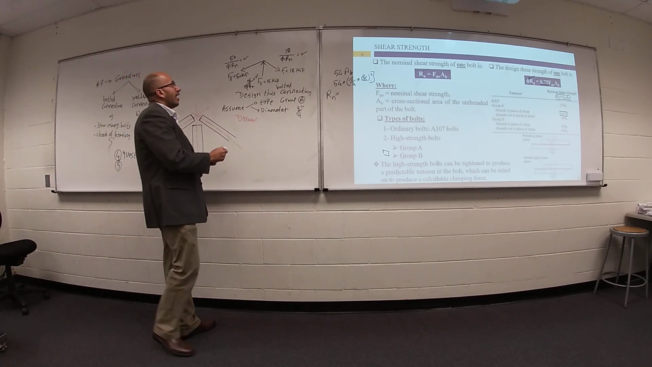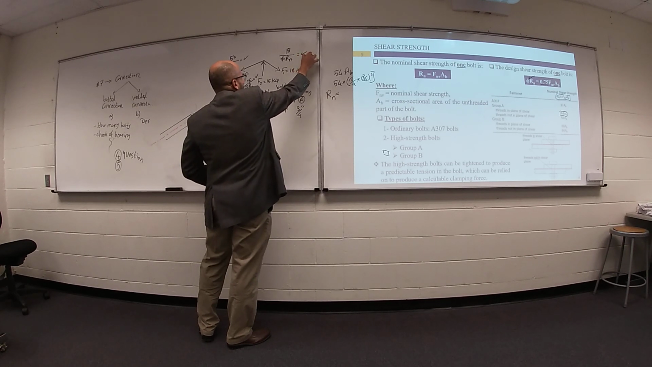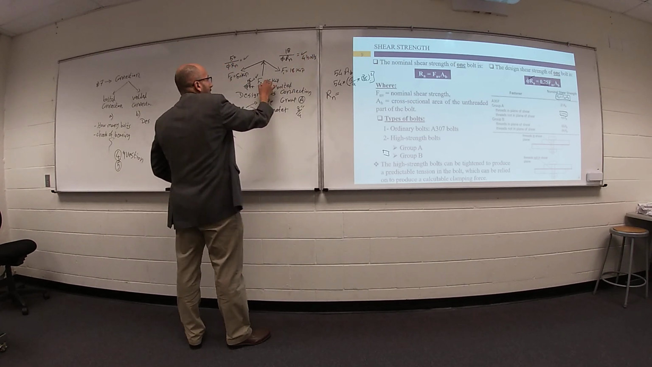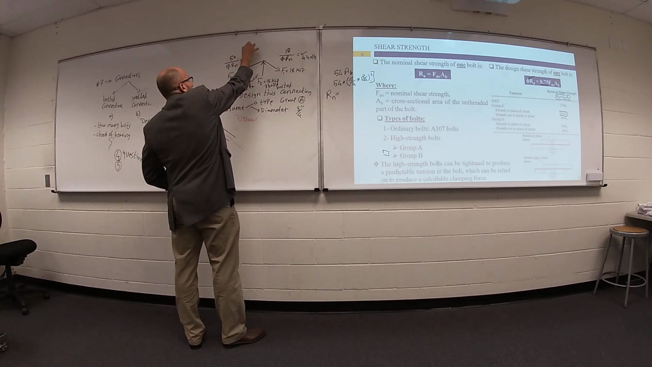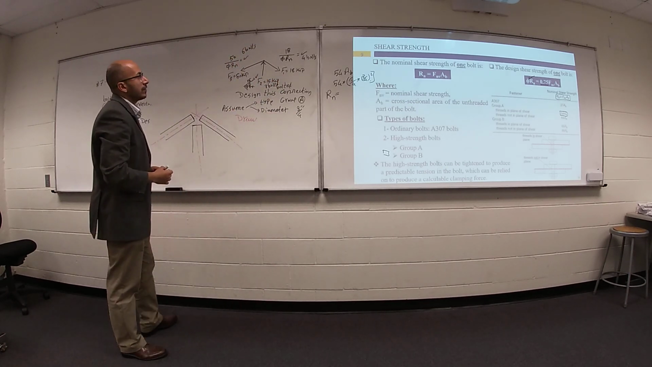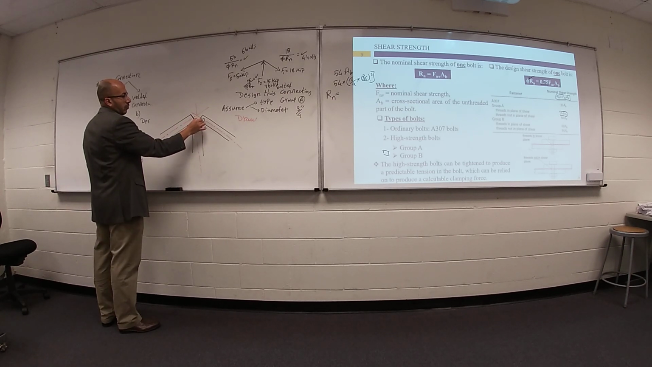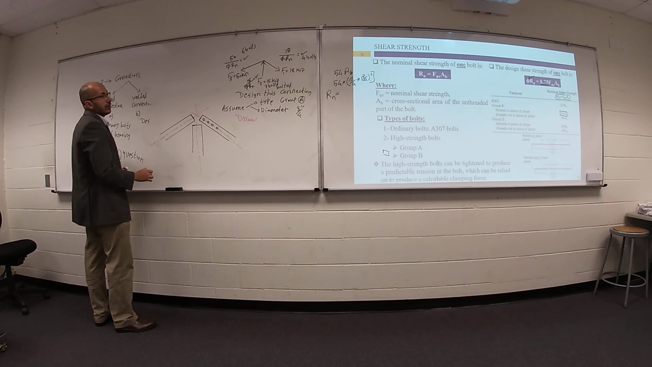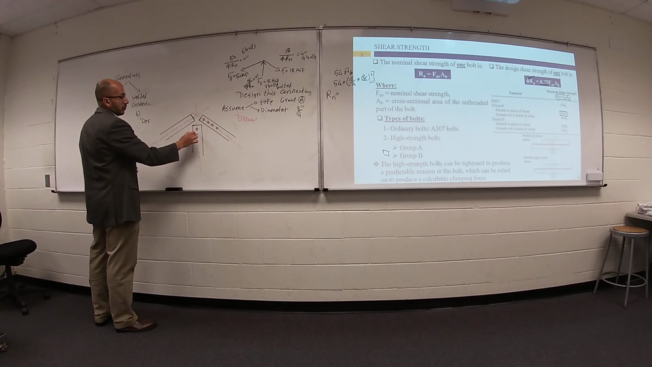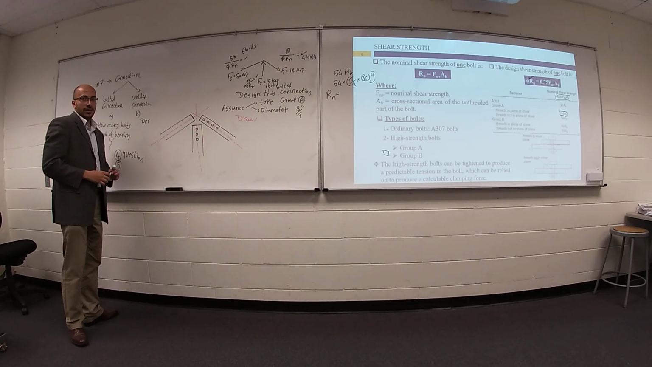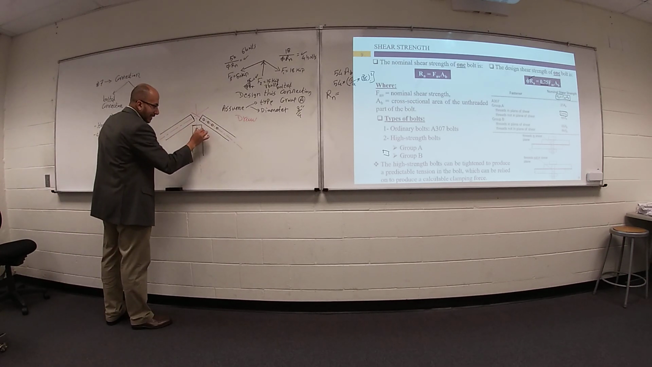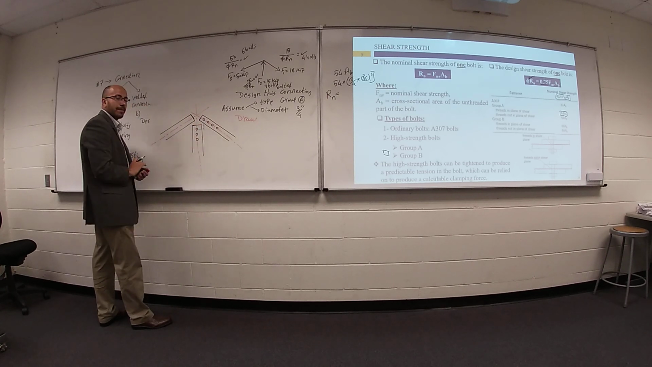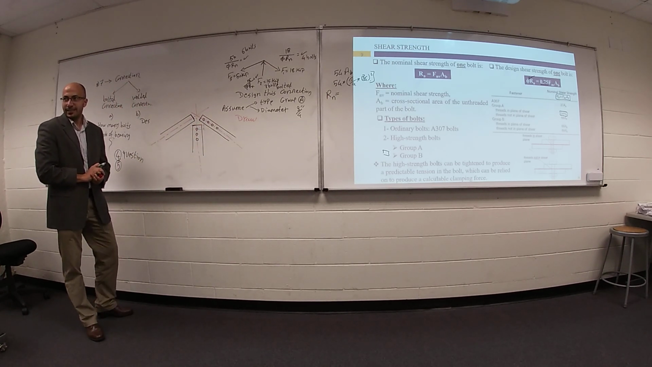Maybe, for example, we need here 4 bolts. I need here 3 bolts. I need here 6 bolts. So 4 bolts, 1, 2, 3, 4. 1, 2, 3. But what is this distance? Edge distance.